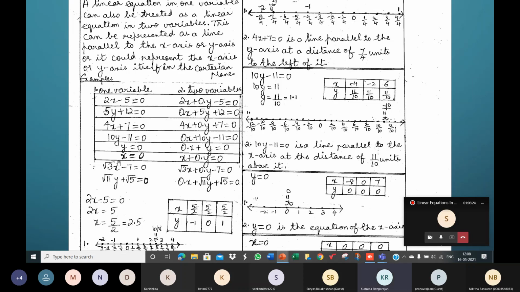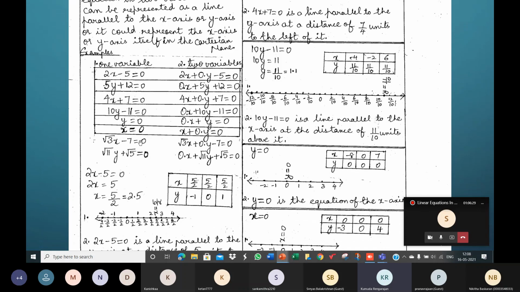All right. So now this is x is equal to 0. How do you represent x is equal to 0? This is 0, right? So x is equal to 0 here.